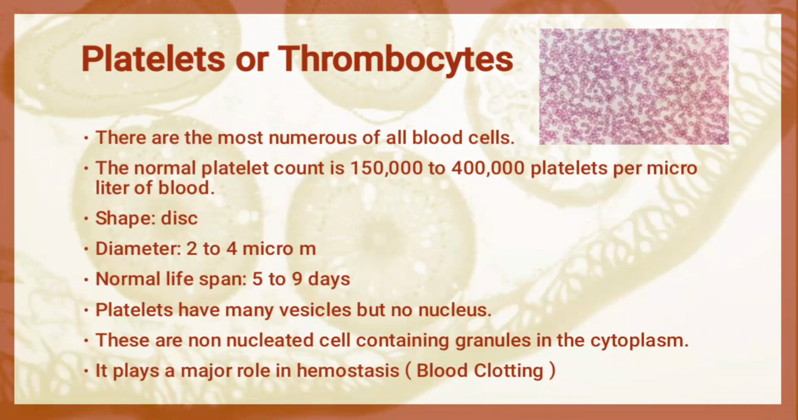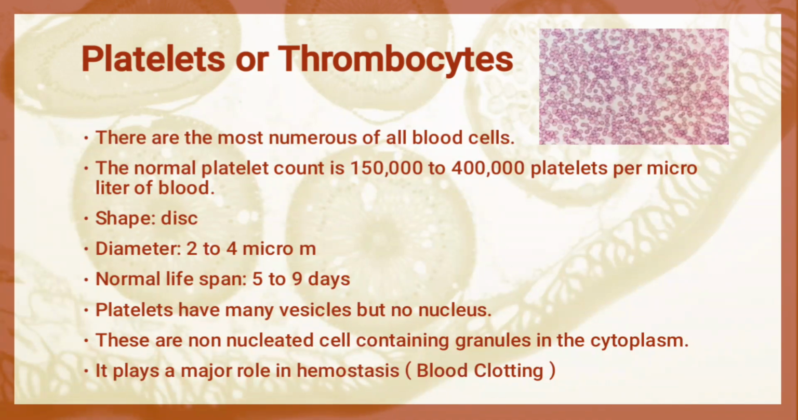So platelets or thrombocytes are responsible for platelet plug formation. They are the most numerous of all blood cells, numbering 1.5 to 4 lakh platelets per microliter of blood. The shape is disc-like and the diameter is about 2 to 4 micrometers. The normal lifespan is about 5 to 9 days. Platelets have many vesicles but no nucleus. These are non-nucleated cells containing granules in the cytoplasm.